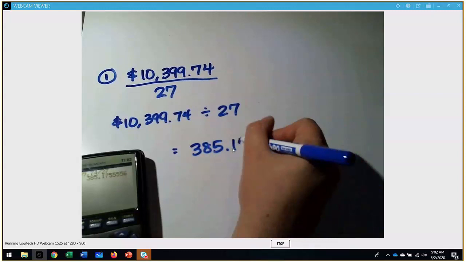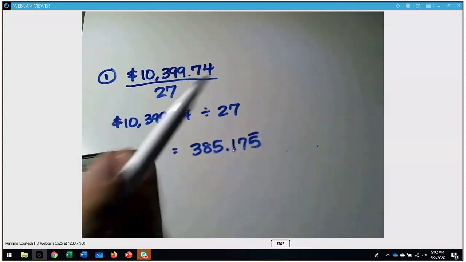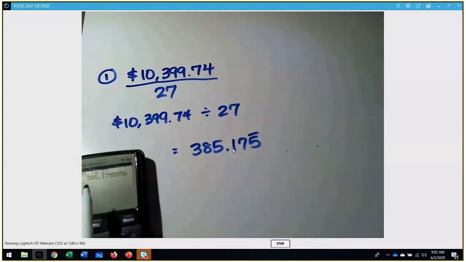Seven, 5. My calculator and a lot of calculators round on the final digit on their display, but that is not where this number actually ends. If you see a whole bunch of 5s, that means it's repeating. The calculator just can't display it that way.